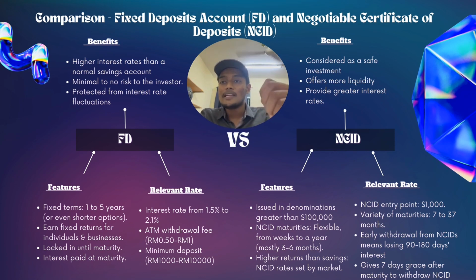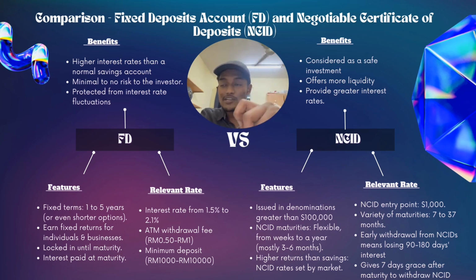So we will be explaining the relevant rates for the FD. The FD interest rate is from 1.5% to 2.1%. The ATM withdrawal fee is 50 cents to 1 ringgit, and the minimum deposit starts from 1,000 ringgit to 10,000 ringgit.